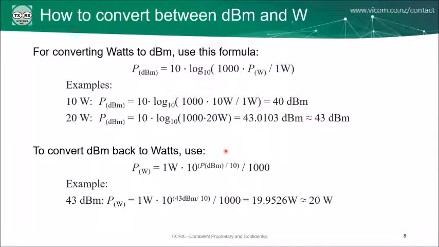Let's say I don't have 10 times the power. Let's say I only doubled the power. So I'm at 20 watts. Well, you go through the same formula and you get about 43 dBm. Turns out that if you're doubling the power, it's about 3 dB. If you're multiplying the power by 10, it's 10 dB. We can also convert back from dBm to watts using the reverse of this formula.